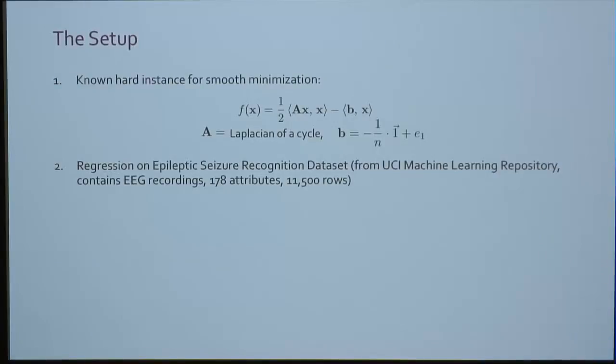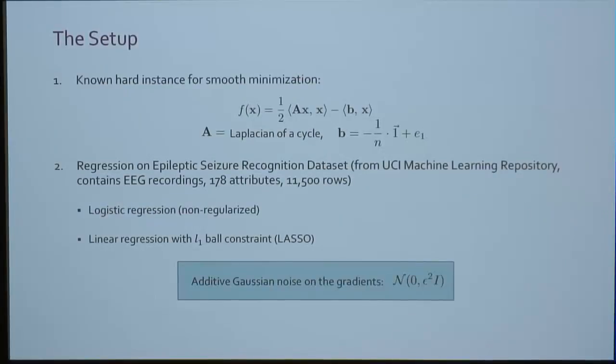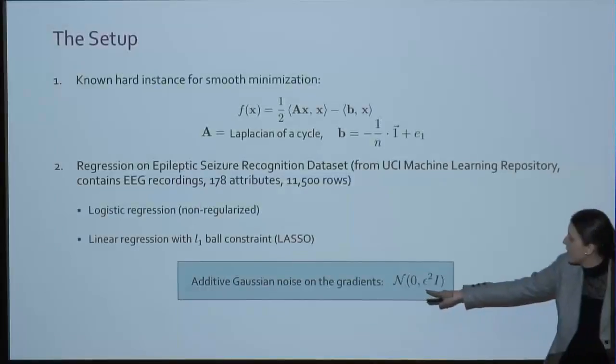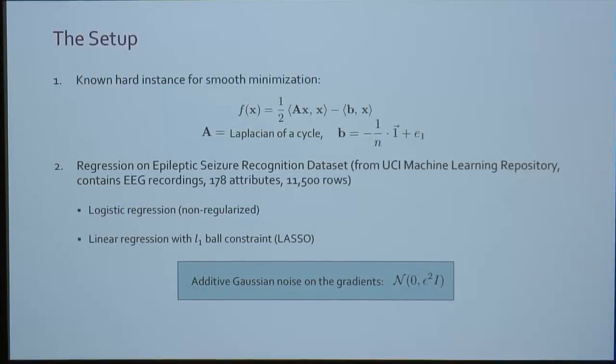And I'll show examples for logistic regression and for a linear regression with L1 ball constraints, which is also known as LASSO. Okay. And in all the experiments, I will assume that my noise is Gaussian noise, and this is typically what we most frequently see in applications. It is 0 mean Gaussian with standard deviation epsilon.